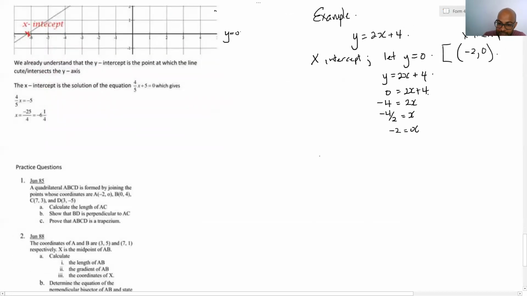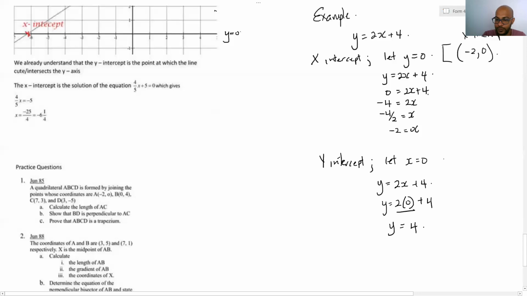For my y-intercept, using the same equation, it's always easier to find the y-intercept, and I'll show you why. If we take the equation here and we let x be 0, what happens? Then this whole thing here becomes 0, and then y is just equal to 4, right? So x is 0 and y is equal to 4, and that happens to be the constant.